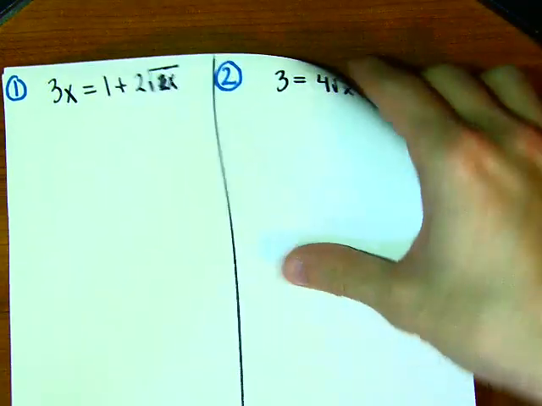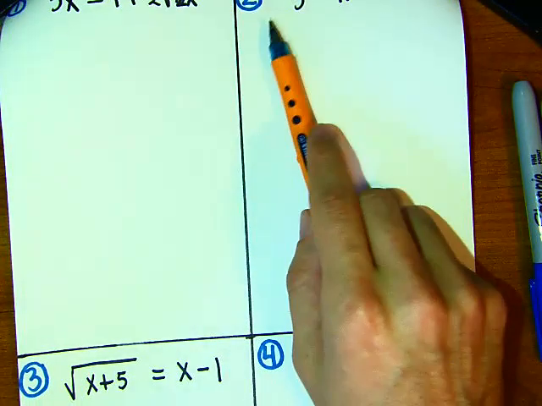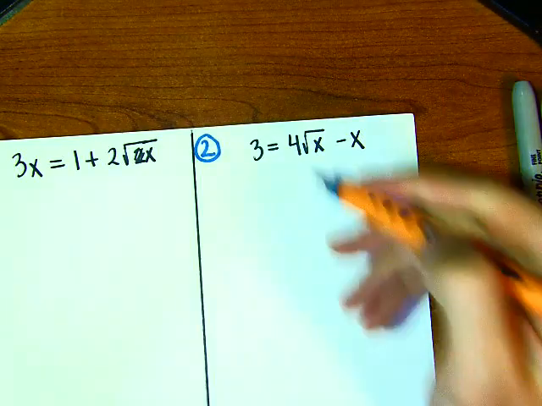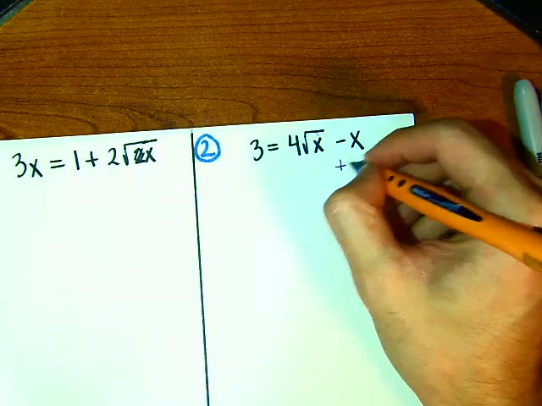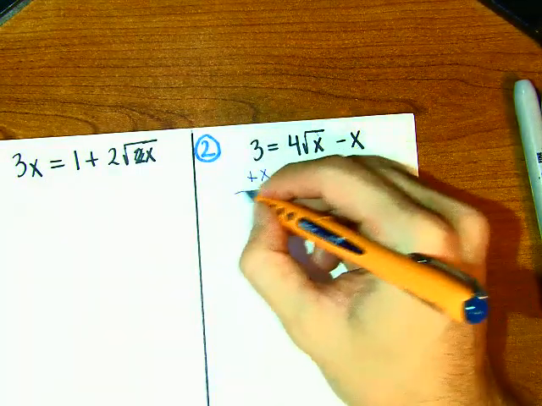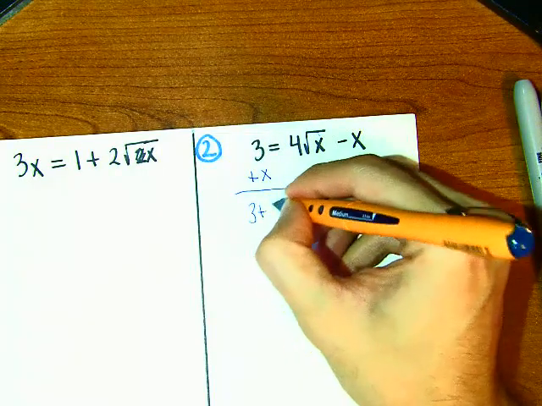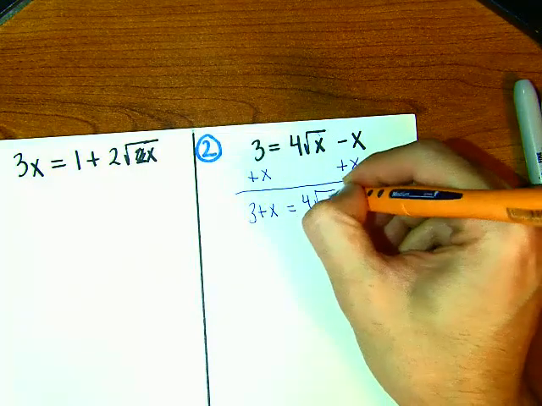Okay, so let's see how to do these questions. So let's do this question first. Number 2. Game plan is what? Isolate the radical, right? So here we have 3 plus x is equal to 4 square root of x.